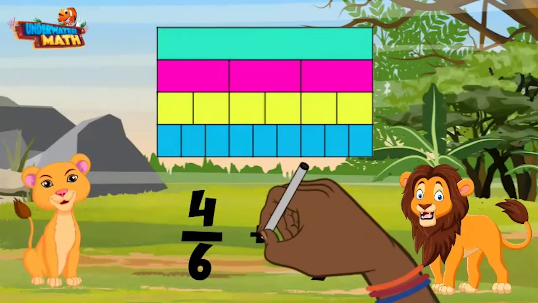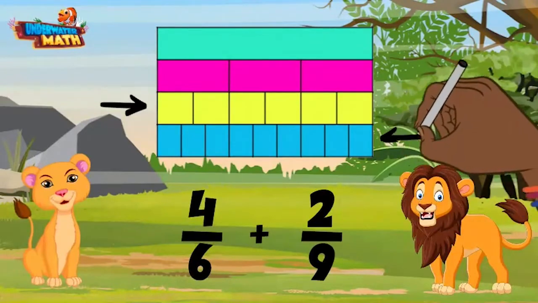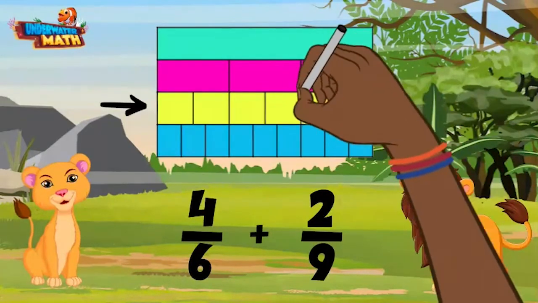We can use this fraction grid to help us. Remember, we need a common denominator in order to add fractions. Let's find the 6ths and the 9ths on the fraction grid. Next, let's mark off where 4/6 and 2/9 are.